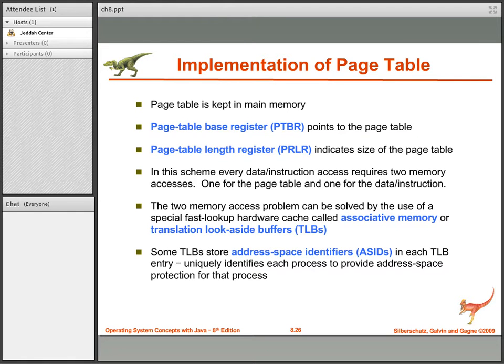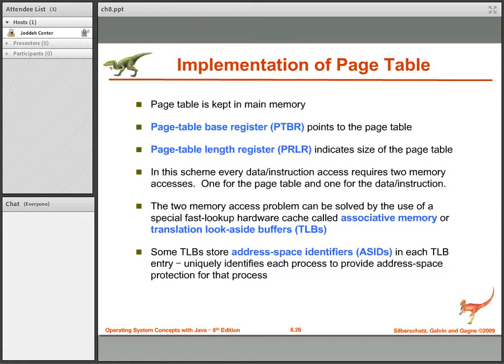This problem can be solved by using a special fast lookup hardware cache called associative memory or translation look-aside buffer, TLB. With the TLB, you do not need to have two accesses for every data or instruction access, as we will see in the next slide.